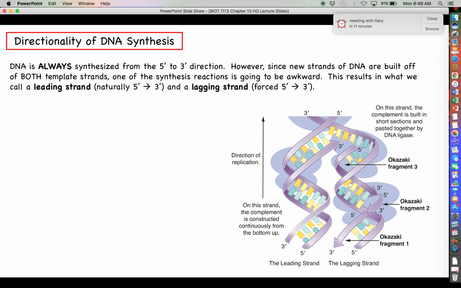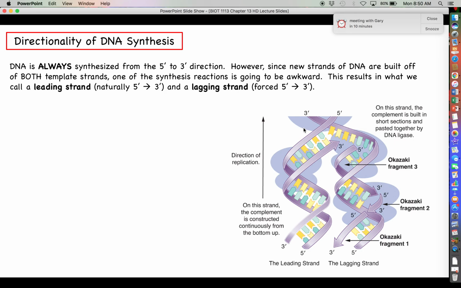So for one of the strands, keep in mind, looking at the picture, because both strands are being used as a template, we are going to make the best use of this by building new DNA molecules off of both of them. The issue here is that because we are using both strands as templates, one of the synthesis reactions is going to be a little bit awkward. The two strands serving as our template here are called the leading strand and the lagging strand.